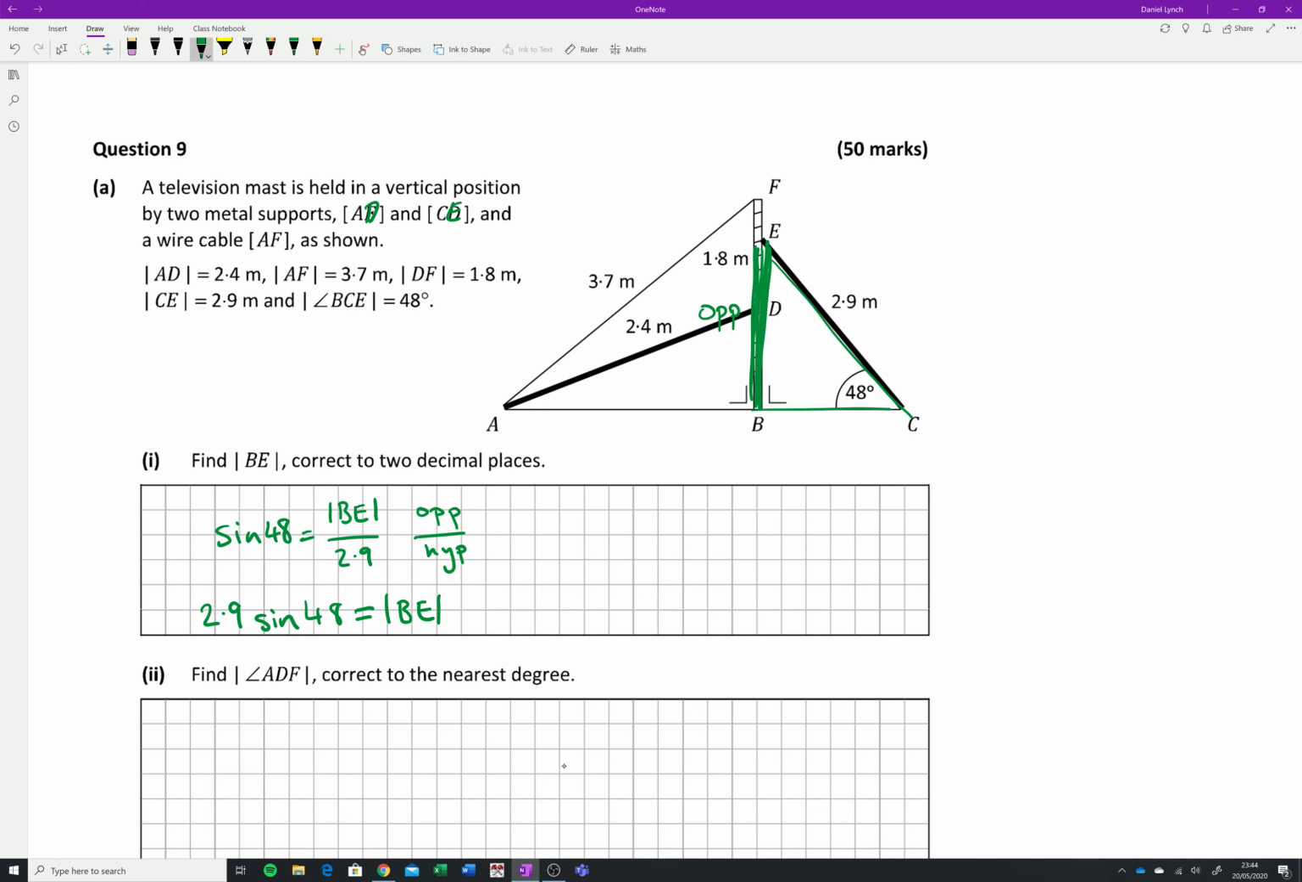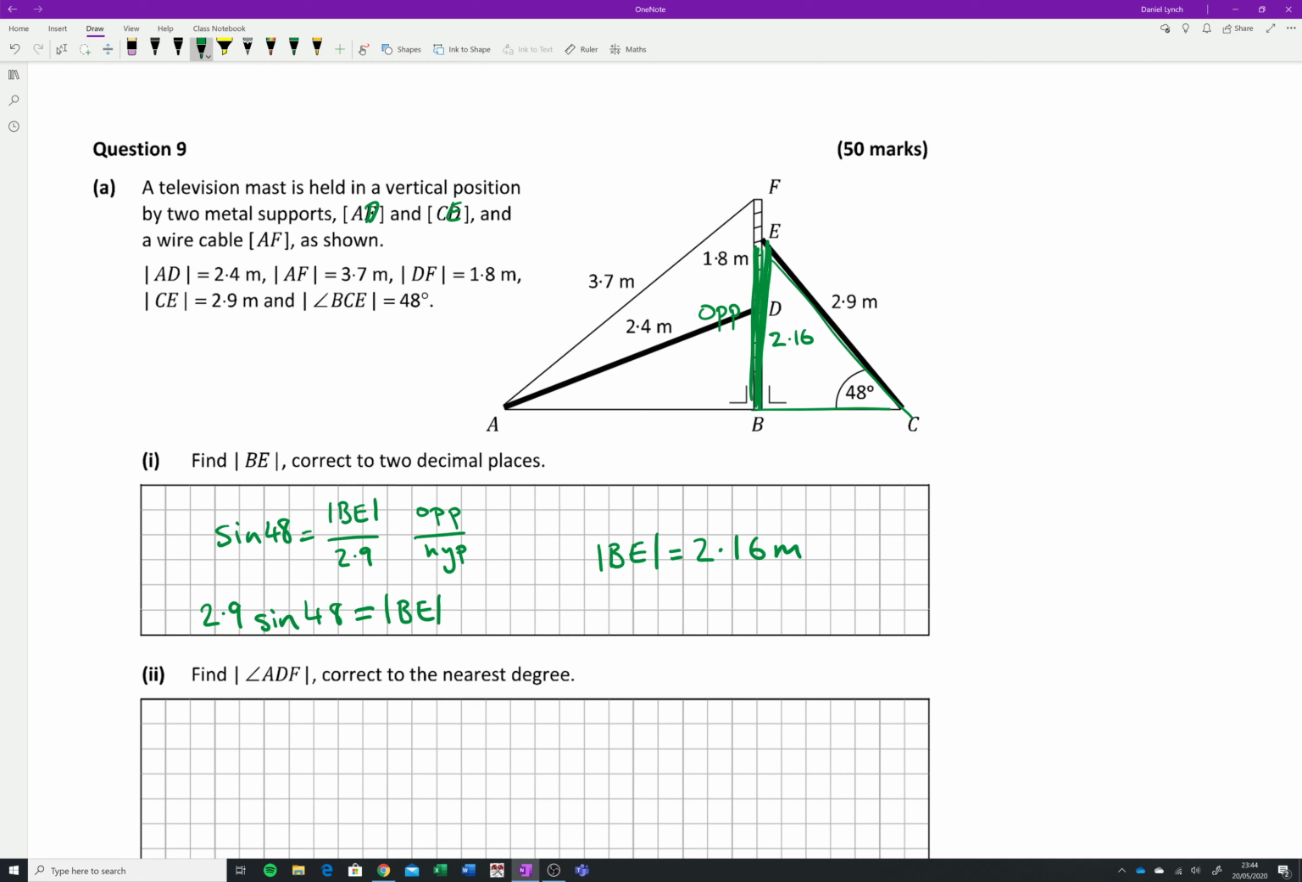BE. So now if we can just find a calculator, which as per usual I don't have to hand, we can go from there. So 2.9 sine 48, and we are in degrees mode, so that's fine. So this says to me here that BE to two decimal places is 2.155, so 2.16, and those are meters. Okay, so we now know that's 2.16.